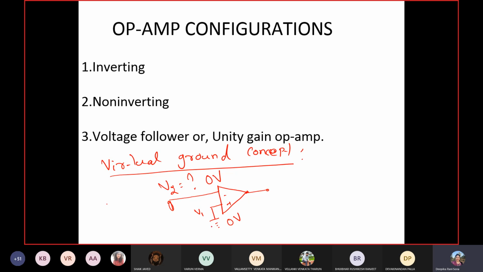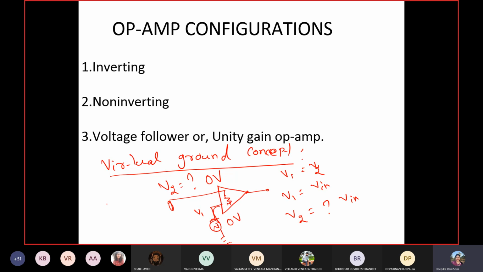If any voltage appears directly at V1, without any resistor at this node, that same supply voltage will appear at V2, because V1 equal to V2. Suppose I apply V in at V1. Now V1 equal to V in. What is V2? V in. So we name this concept because virtually they are equal, as if one is connected to ground potential.